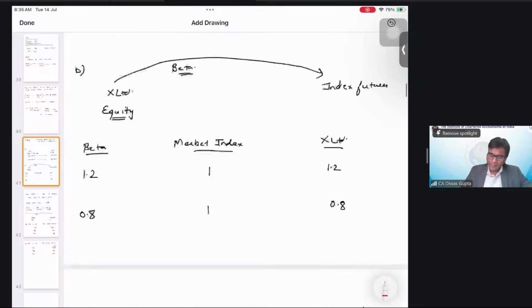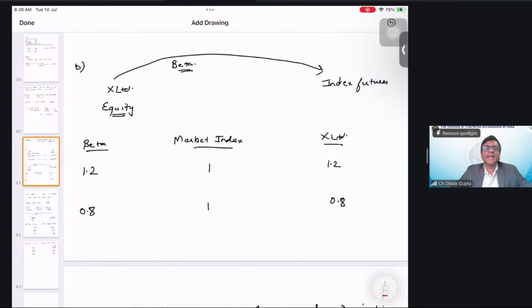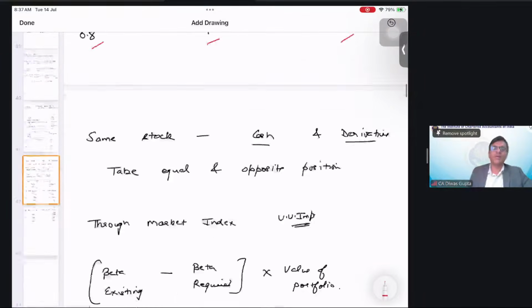Then if I take a short position in the equity market, there has to be a long position in the futures market, students. Now, let's say I have to do hedging using the index futures, and I've invested in an equity share of X Limited and I can sell or buy the index futures. How am I going to do that? Please remember that the equity shares of individual companies are related through beta to the index futures. If beta is 1.2, market index is 1, X Limited is 1.2. If beta is 0.8, market index is 1, X Limited will be 0.8. So we are talking about the sensitivity of changes in the stock price returns to that of the market.